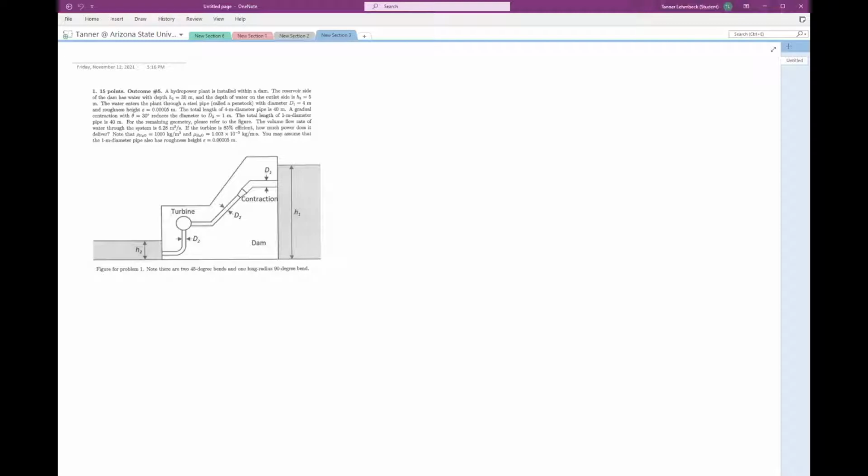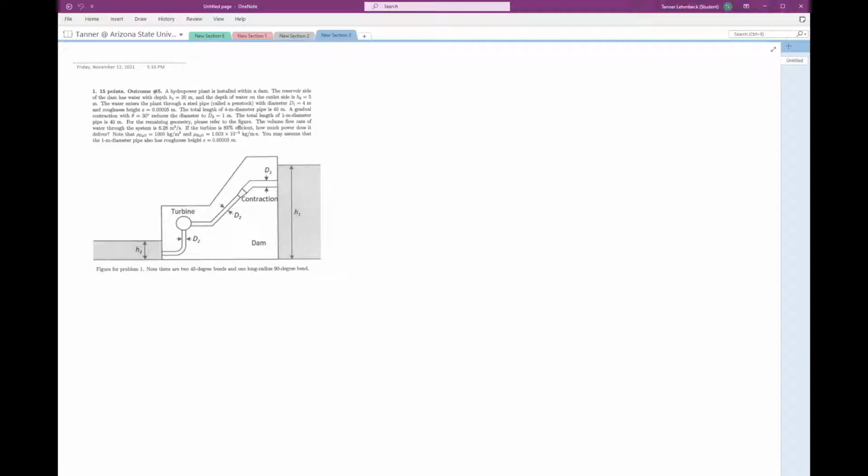We have water coming from this side of the dam, flowing down through our pipe, entering this turbine, and then out into just the other side of the dam. So basically, the turbine is taking energy from the flow. We're producing energy with this setup. The turbine is outputting energy.